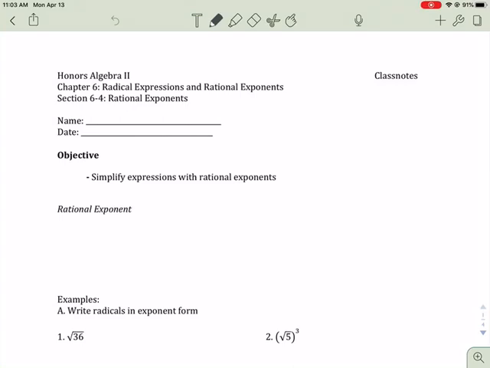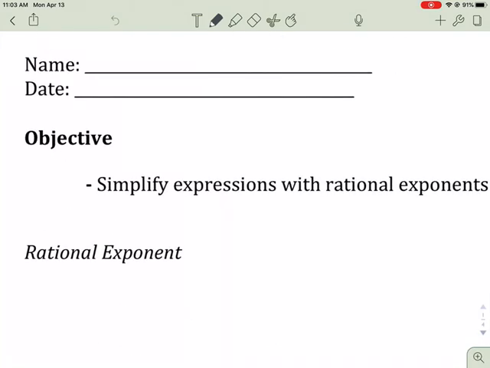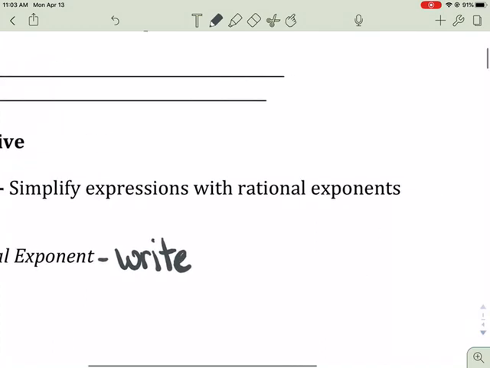Hi everyone, we're going to work on simplifying expressions with rational exponents. So this is going to be something new for us. We've never talked about rational exponents before, so let's make sure we define it correctly. What we mean by a rational exponent is basically we're going to write a radical as an exponent. So we're going to rewrite a radical as an exponent.